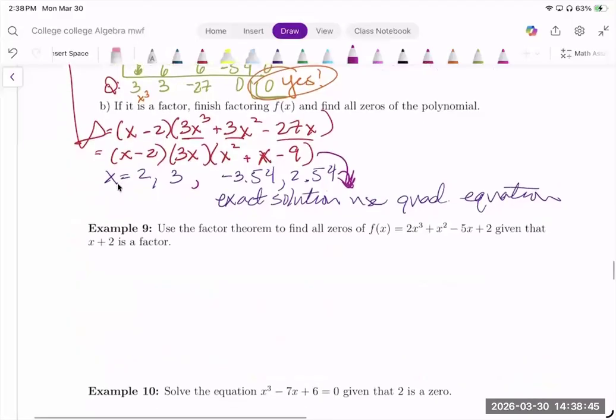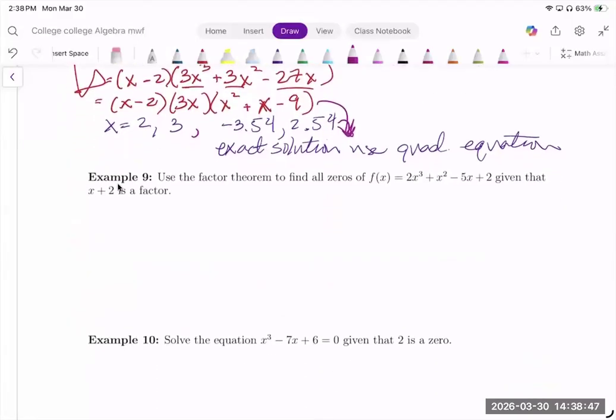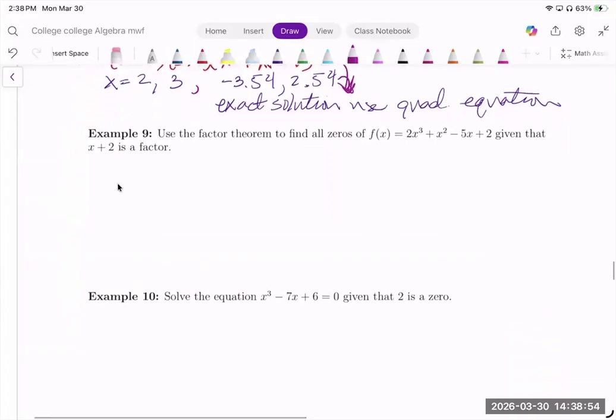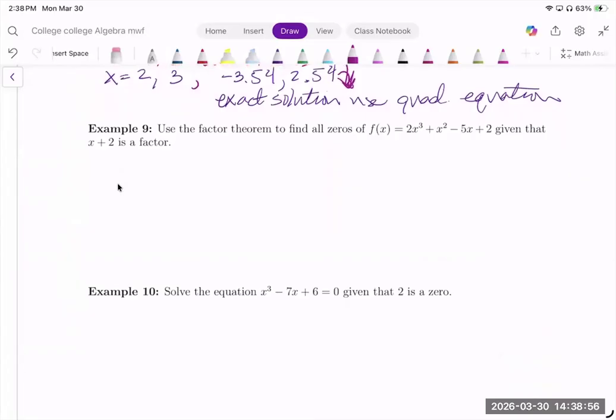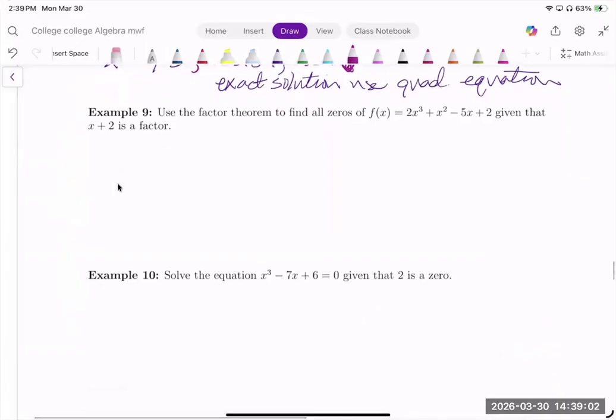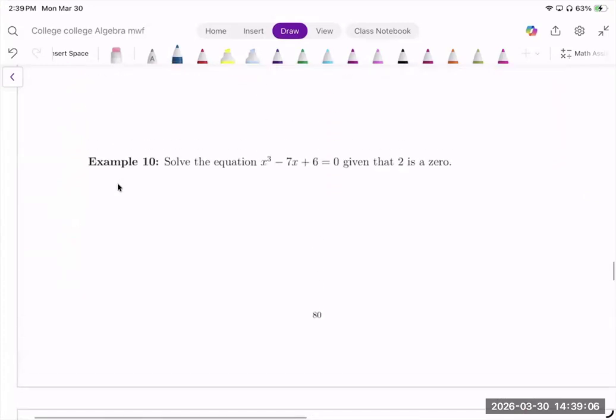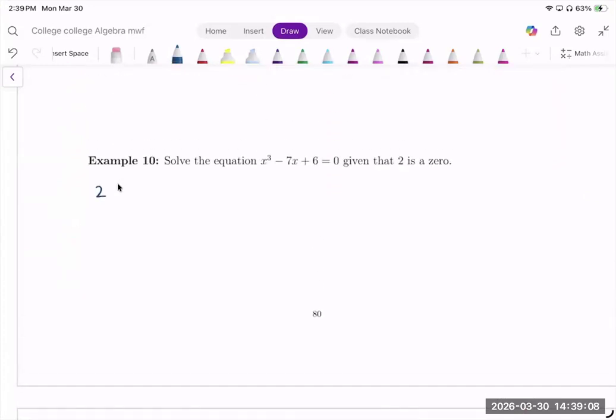All right, so example 9. Use the factor theorem to find all zeros of f of x, given that 2 is a zero. Let's just skip 9 for time and we'll just do 10. So again, I'll do synthetic division whenever it's an option because it's just obviously way easier. So pause the video and give it a go.